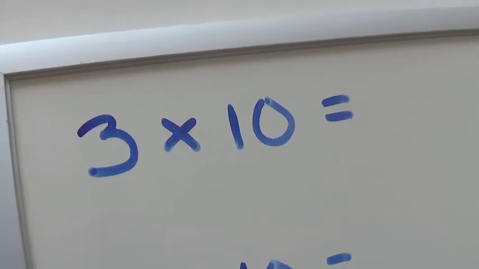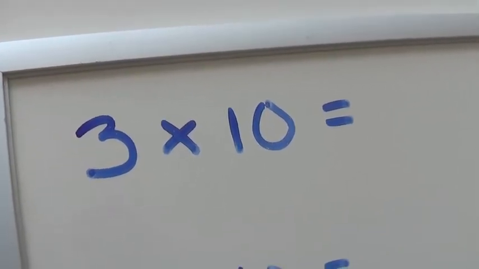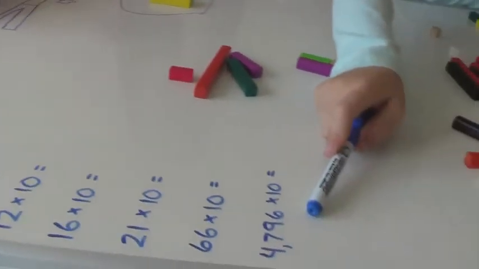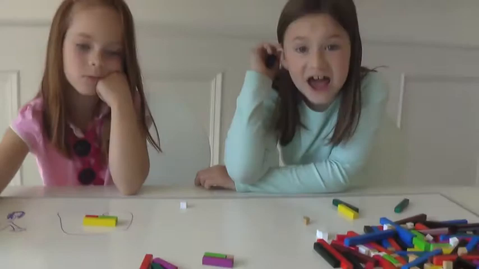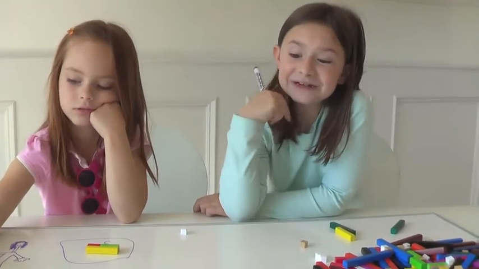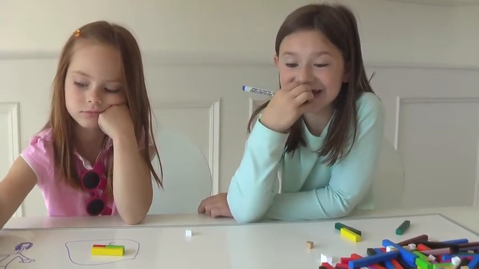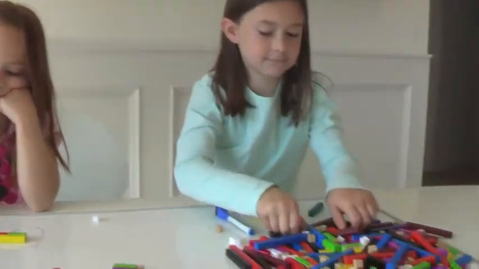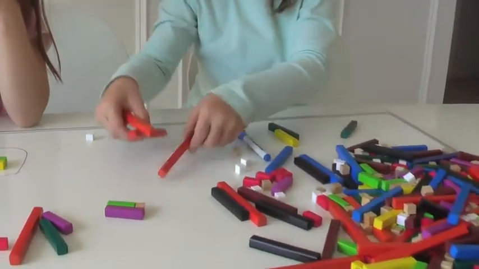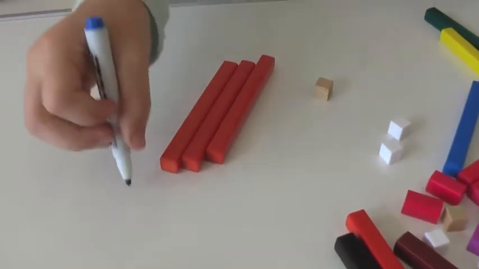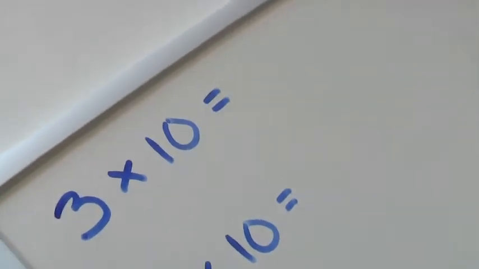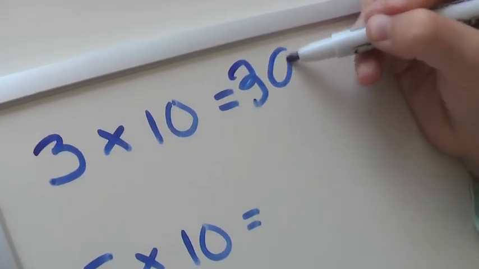3 times 10. That's 3 of 10, right? Can you show me 3 of 10? Yeah, we're going to jump way up at the end. You'll see at the end. Show me 3 of 10, please. Okay, so 3 of 10 is equal to what? Can you write it up here, Zoe? 30.